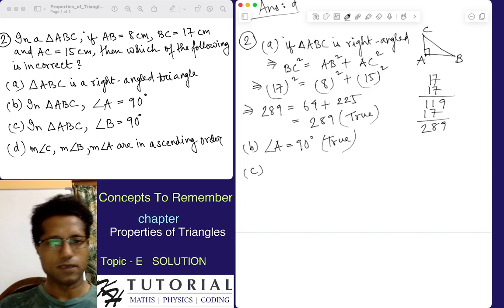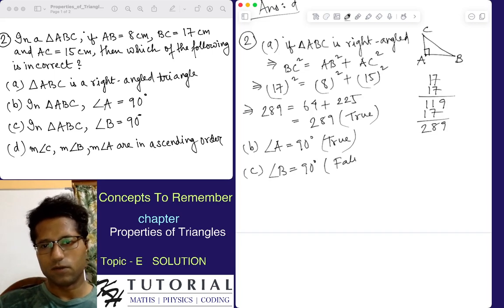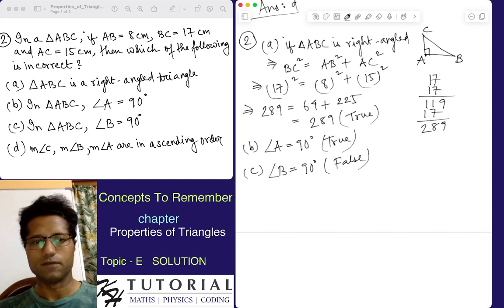What is C saying? C is saying in triangle ABC, angle B is 90 degree. No, B is not equal to 90 degree. This is false. So we have already found which choice is incorrect.